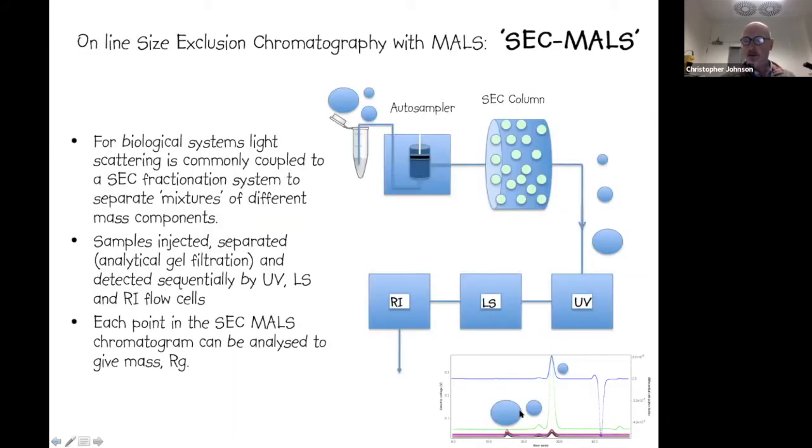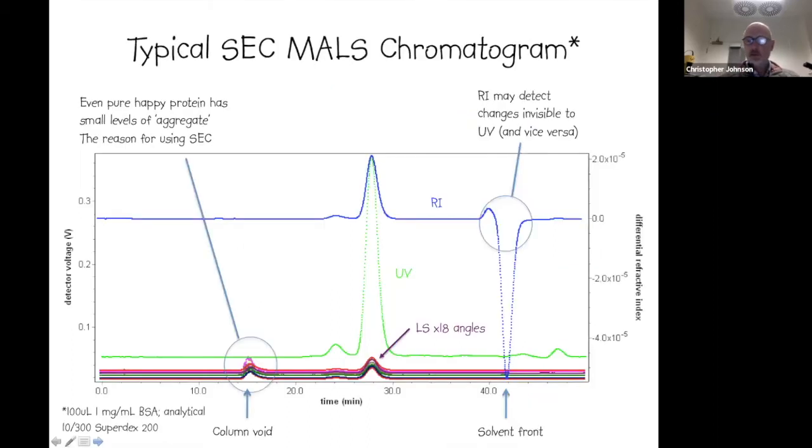What we end up with then is a chromatogram, and one of the signals is the UV, another signal, all these lines down here are the light scattering, and then this blue one is the refractive index. And every single point in our SEC-MALS chromatogram can be used to analyze to give us a mass of a particle and the radius of gyration, providing that radius is a bit above 10 nanometers. So this is typically what the data look like, and there are several things that you can see. This measurement was done with 100 microliters of 1 mg per mL BSA, so it's using 100 micrograms, and it just used a standard analytical Superdex 200 column.